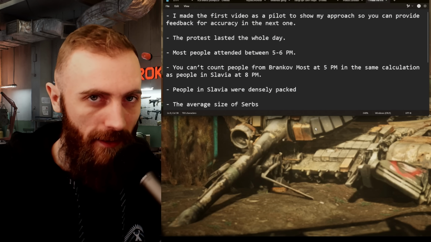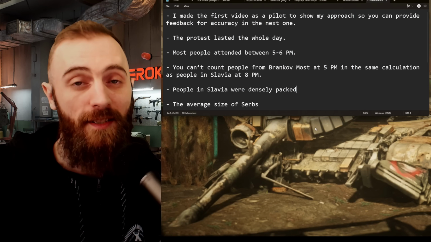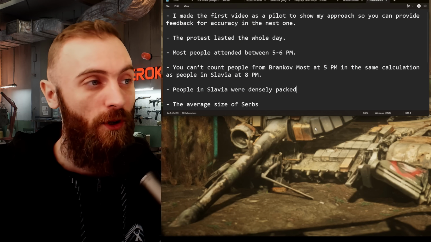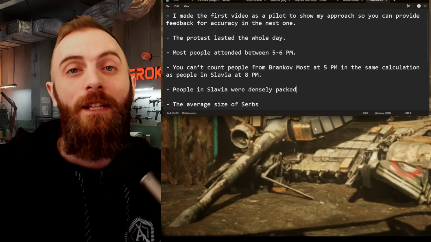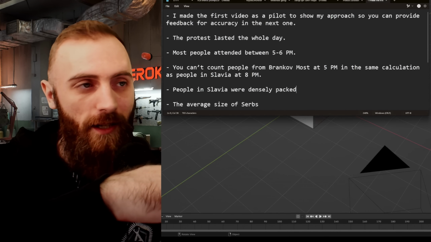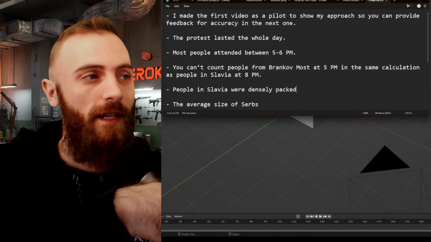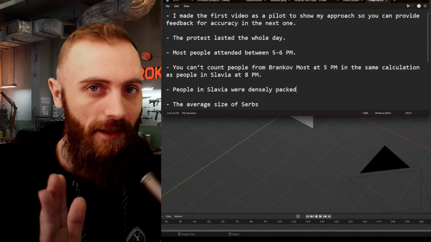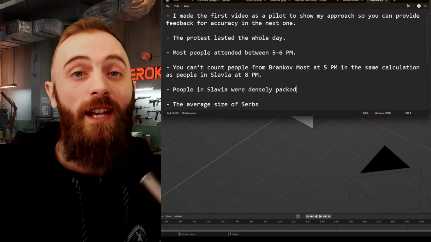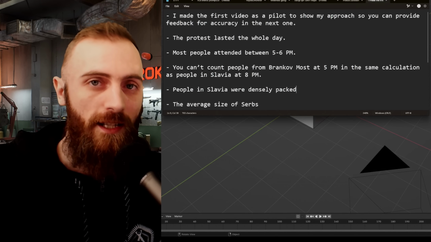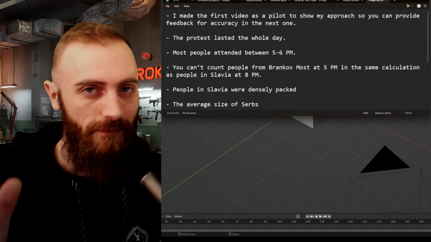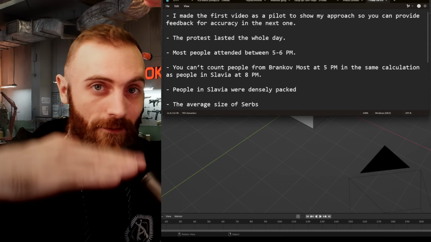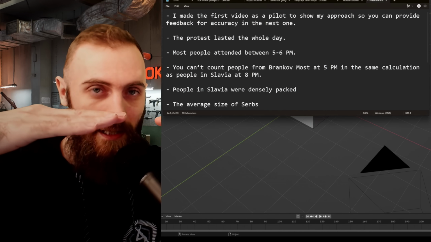I got a lot of critiques that the average height of Serbs is not 1.75, it is 1.8 or 2 meters. You can ask ChatGPT, you can ask DeepSeek, you can ask Google, you can ask whoever. It's really not that hard to Google. The average height of a man is 1.8. The average height of a woman is 1.65. On average, it's 1.75. Is that simple? Male, female, averaged out, 175.